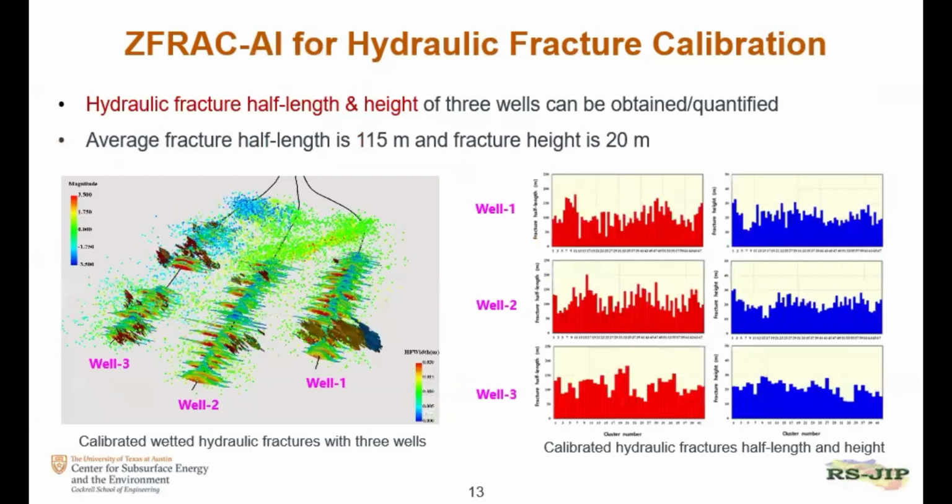So this is the final calibrated fracture geometry across all the 3 wells. And here we are able to calibrate for each cluster the wetted fracture length and also the fracture height across all the 3 wells. So the average value for the half length for the wetted geometry in this pad is about 120 meters and fracture height is about 20 meters.